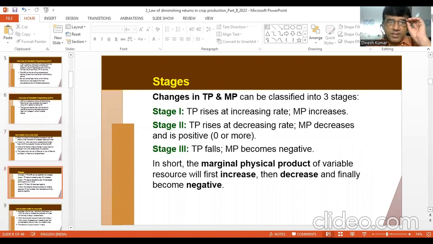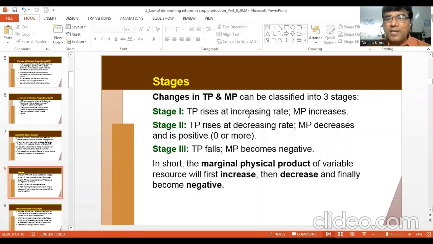Now, come to the main point, that is stages. Surely TP, AP, MP, all these three productivity measures change in all three stages. In stage 1, TP rises at an increasing rate, and MP increases. I think many of you must know that total product rises at an increasing rate in stage 1. Stage 2: total product rises at a decreasing rate. That means MP decreases and is positive, more than 0. Stage 3: TP falls and MP becomes negative.